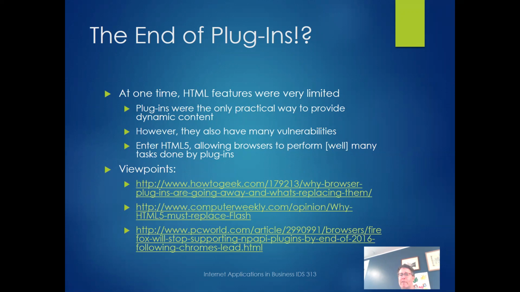So way back when, these HTML features of web browsers were really limited, right? Prior to HTML5 that came out a few years ago. And so plugins were the only practical way to do dynamic content. As we've seen, they have a lot of vulnerabilities. So HTML5 came around, I believe 2014, which lets browsers perform a lot of the tasks done by plugins, right? So primarily things like high quality graphics for online games or streaming video. Once upon a time, if you went to YouTube, it used Flash Player to show its videos, but now no longer. Okay.